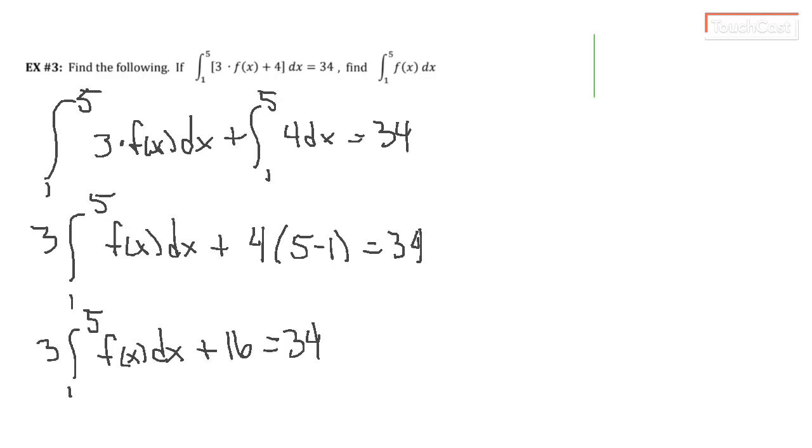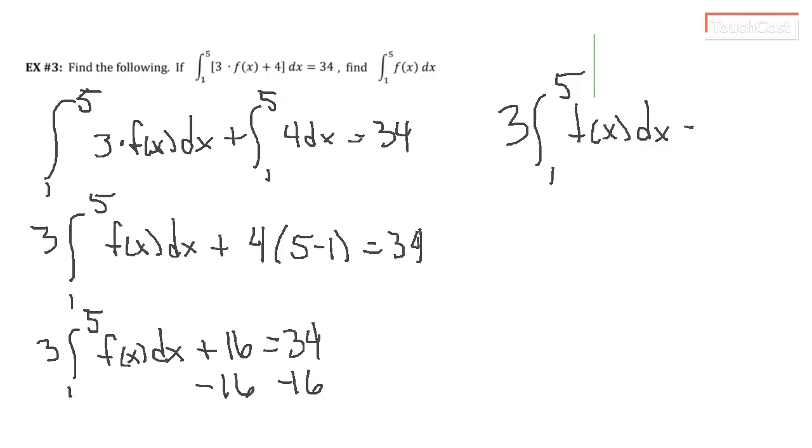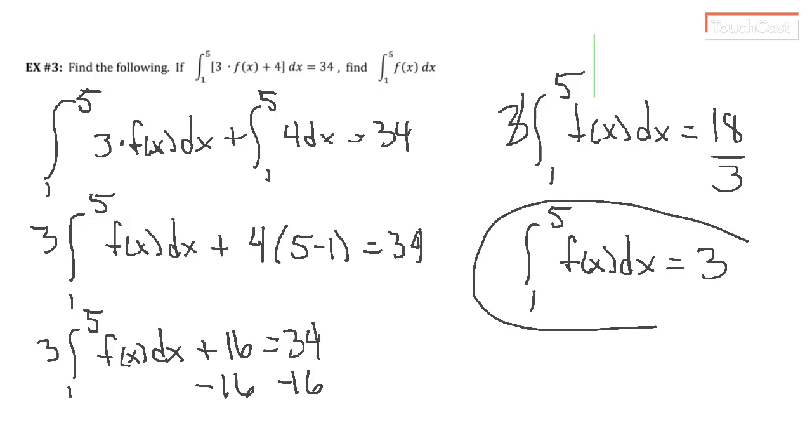Now we can subtract 16 from both sides. We're using basic algebra skills right now. So we've got 3 times the integral from 1 to 5 of our function with respect to x is equal to 18. We can divide both sides by 3 now, so we can figure out that the integral from 1 to 5 of our function with respect to x is equal to, well, 18 divided by 3 is 6. So we have finished example 3.